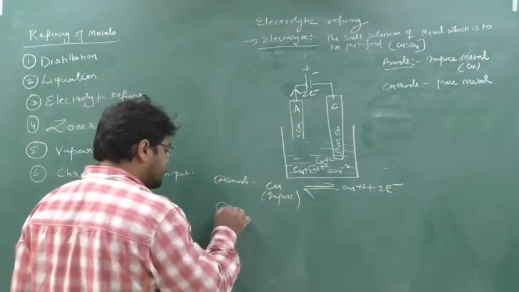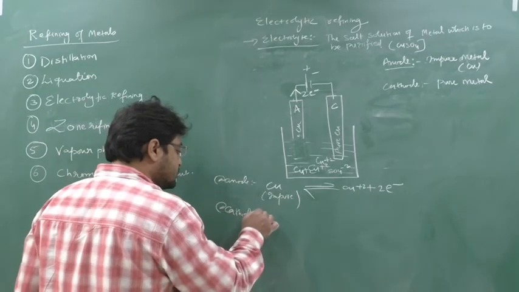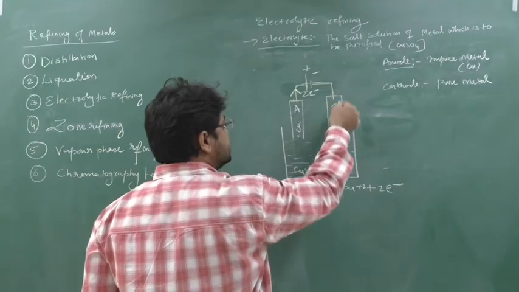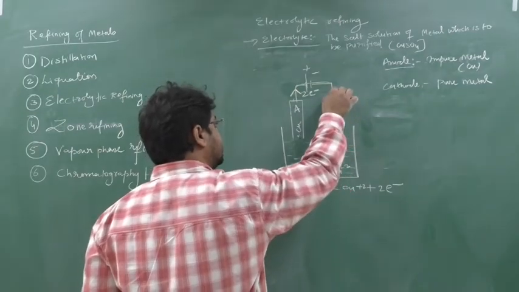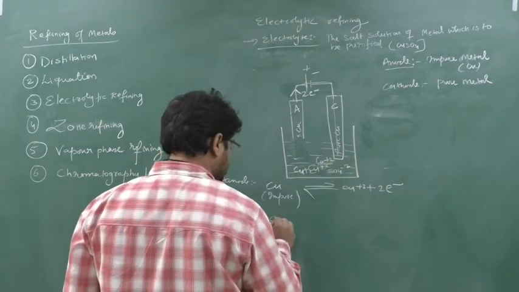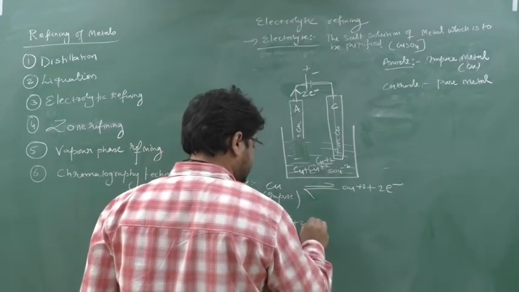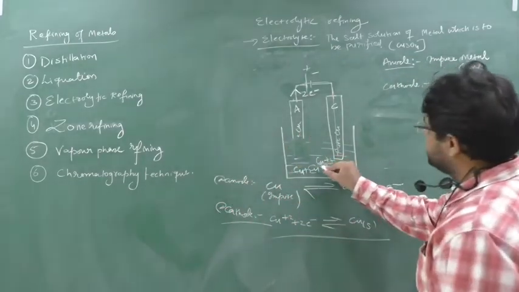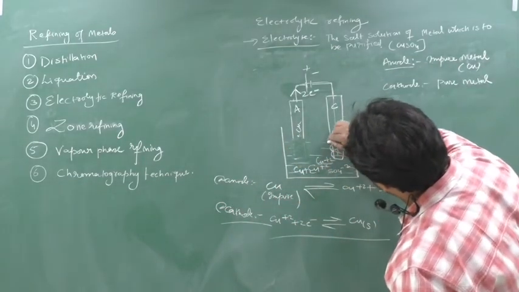Now what will happen at the cathode? The electrons travel from here to here, and this cathode is copper, which is also a metallic conductor. So these 2 electrons come here and react with the Cu2+. Cu2+ plus 2 electrons will form what? Copper. So the copper from this Cu2+ will get deposited on this cathode.